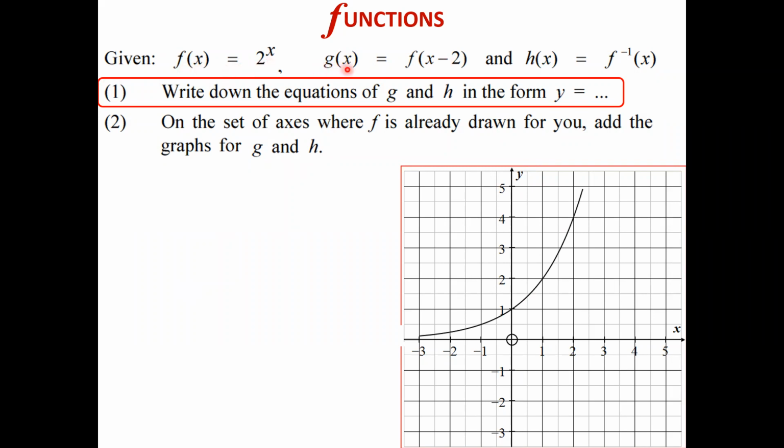So g of x is shifting the f graph 2 units to the right. And it's saying f of x minus 2. So in this one, all we have to do for g, where you see x, we will make it x minus 2. And the h graph is actually the inverse of f, which we can find. So we're ready to start.